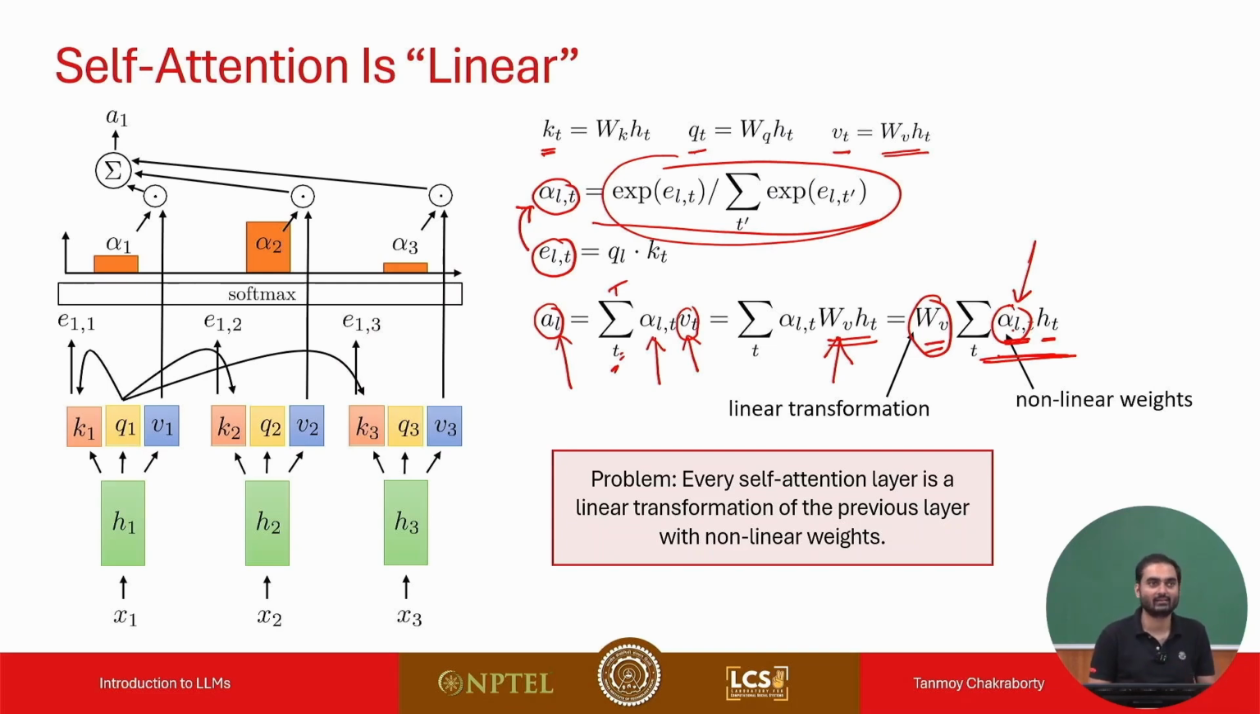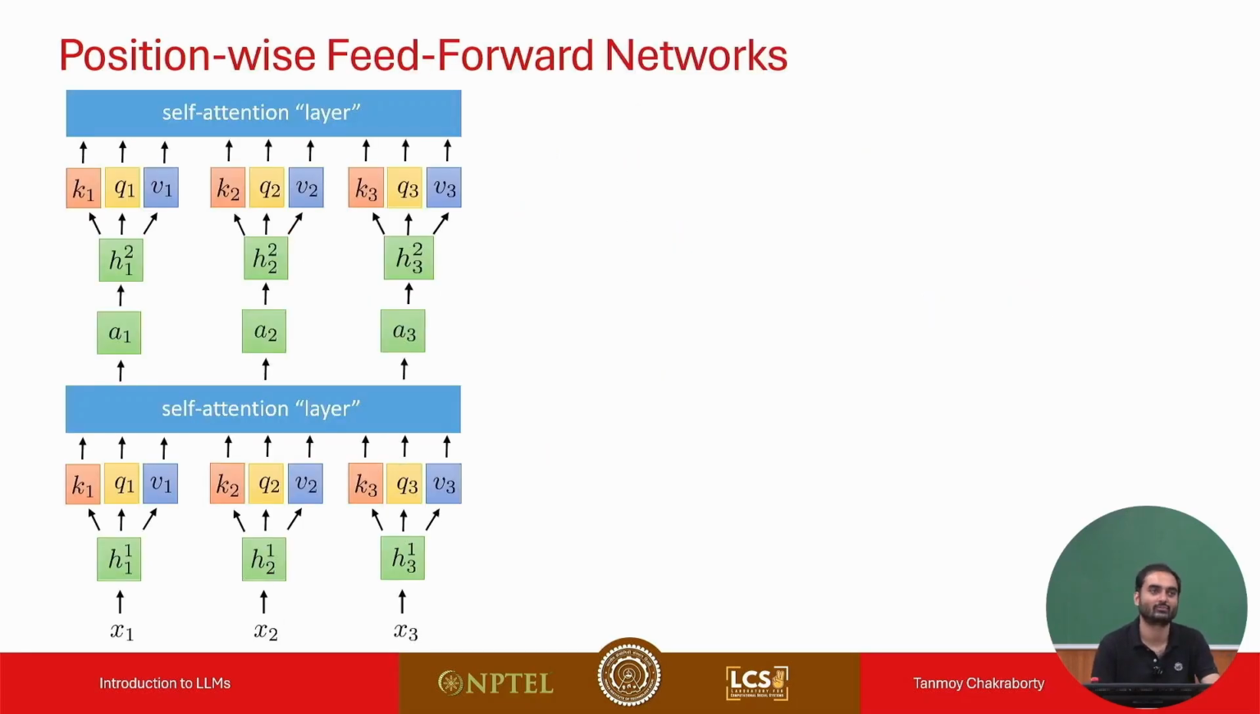If self-attention is linear, we all know that linear models have many problems, right? We always want to add more non-linearity at different parts of the network. So far we have not added any non-linearity. How do we add non-linearity? We add non-linearity to another layer which we call feed-forward layer.